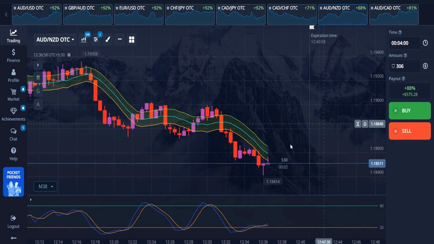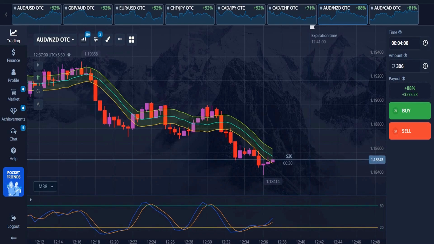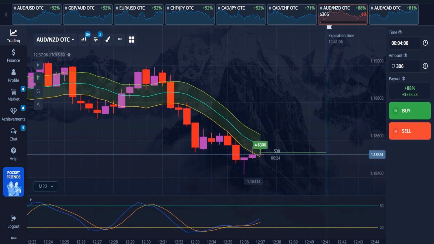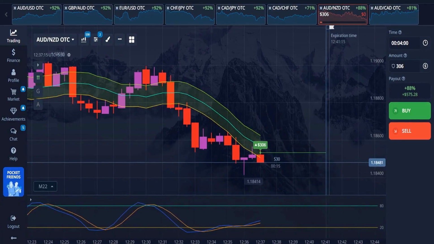That's why practicing on a demo and following money management rules is key to long-term success. Here, I've taken a buy trade. Let me show you exactly why I entered this position.